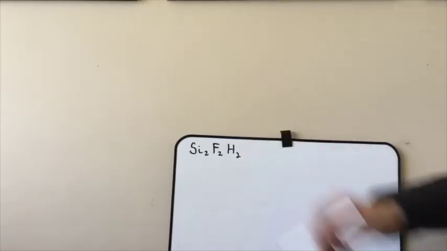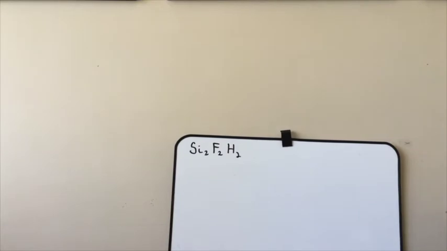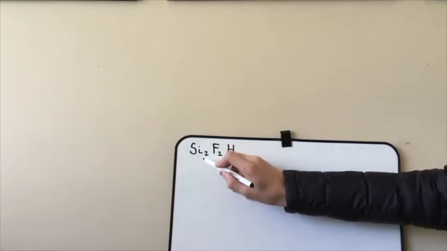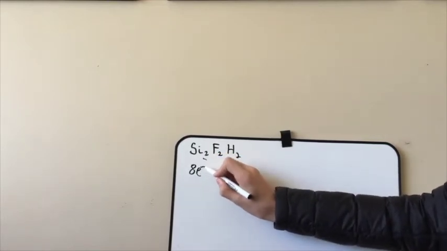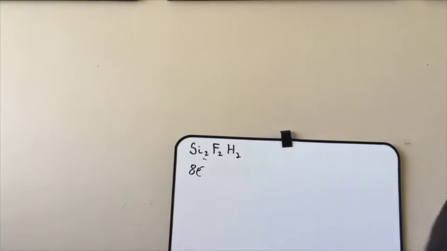So if we go to silicon, for example, we see one atom of silicon has a total of 4 valence electrons. Since we're working with 2 silicons, that's going to yield a total of 8 valence electrons. Remember that e with the dash next to it is the notation symbol for valence electrons.